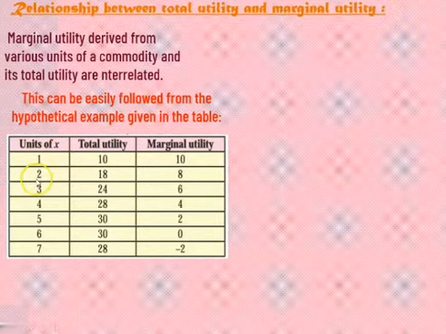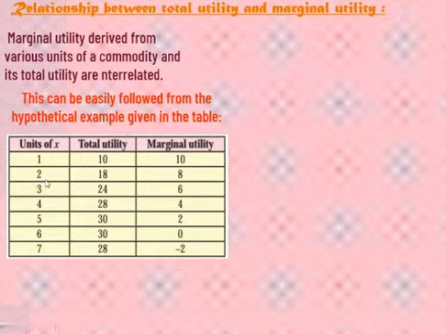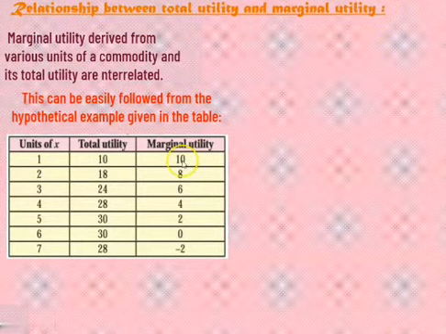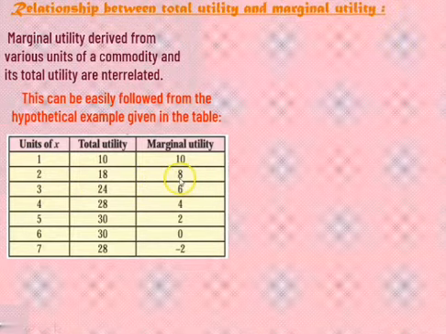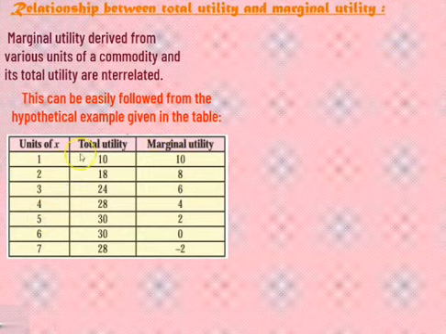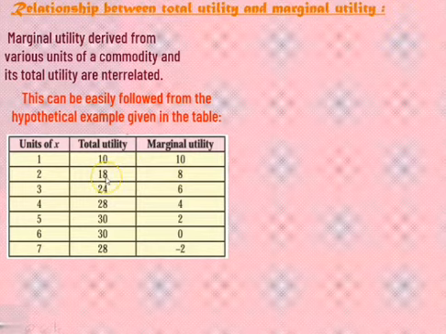Now, the second unit of pizza. When the person consumes the second unit, the satisfaction level is 8, and this 8 is called marginal utility. Previously he consumed the first and it was 10, and now he consumes the second unit with satisfaction level 8, which is marginal utility. Therefore the total utility is 10 plus 8, so the total utility is 18.